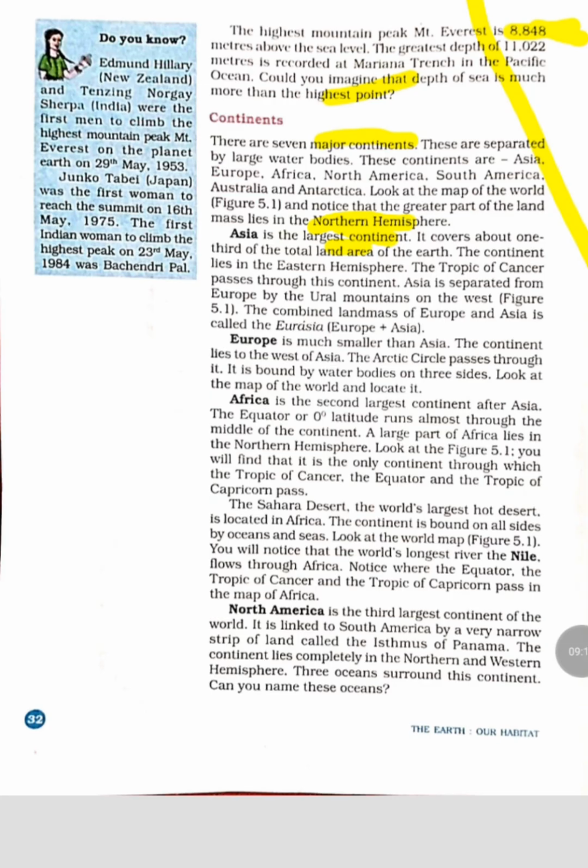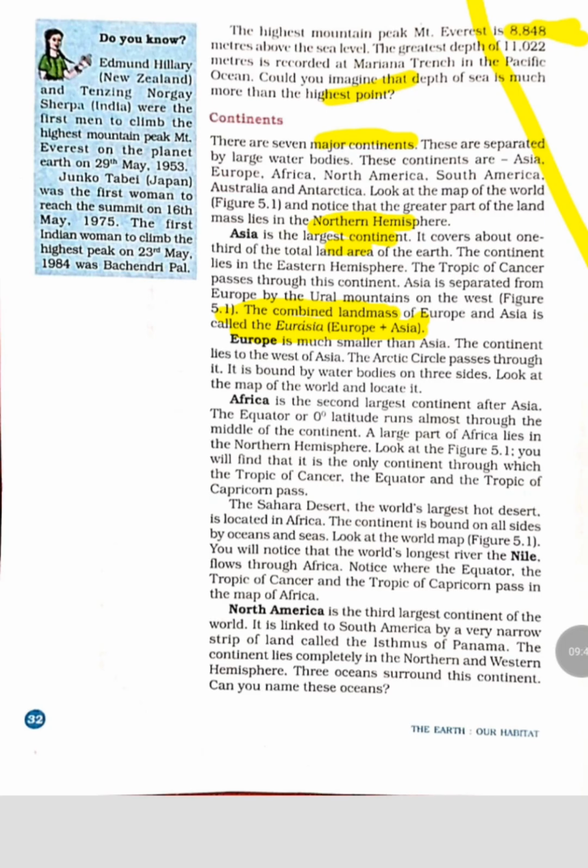Asia is separated from Europe by the Ural Mountains on the west. The combined landmass of Europe and Asia is called Eurasia, which is the largest continent. The second is Europe, which is smaller than Asia. The continent lies to the west of Asia. The Arctic Circle passes through it. It is bounded by water bodies on three sides.